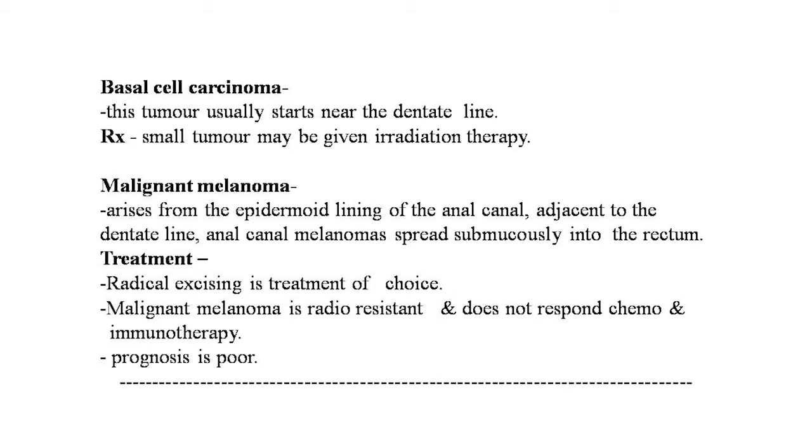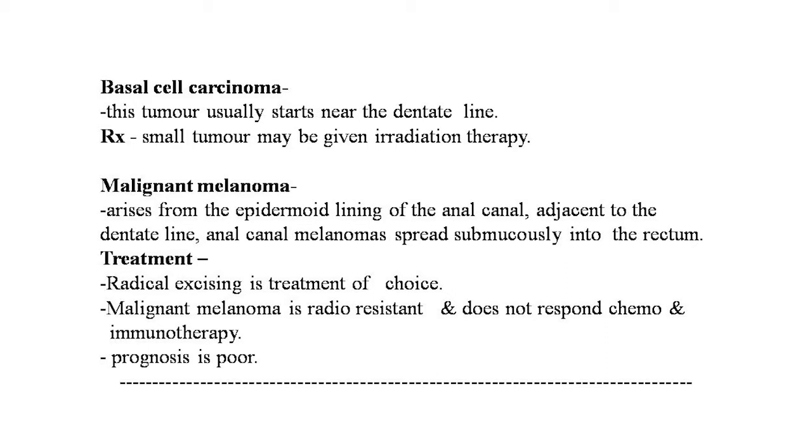Now the next condition is the malignant melanoma. Melanoma of the anal canal represents the third most common site of melanomas, preceded only by the skin and eyes. Almost all the tumors arise from the epidermoid lining of the anal canal adjacent to the dentate line. Anal canal melanomas spread submucosally into the rectum.